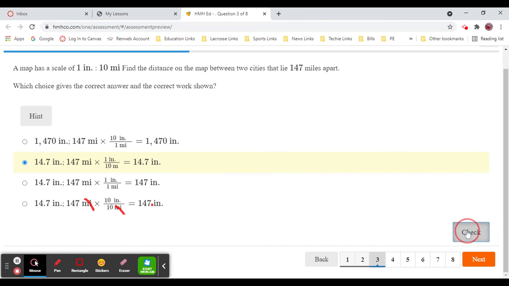So let's see if that works. Yeah, it was this one. It's just that M threw me off there. And this one had MI and this one had MI. They probably should have written MI there. Okay, 14.7 is your correct answer. Okay, because you're taking 147, you're dividing by 10. Moves the decimal one place to the left.